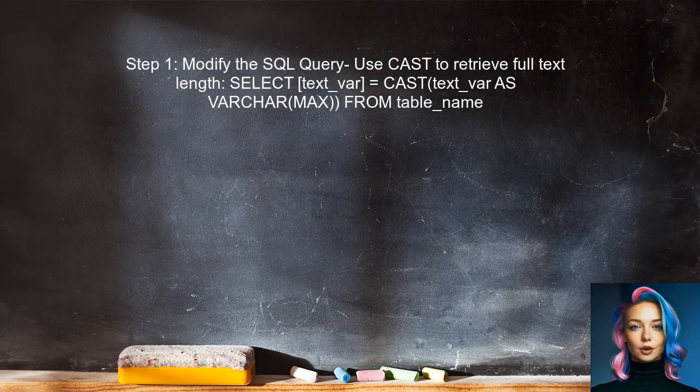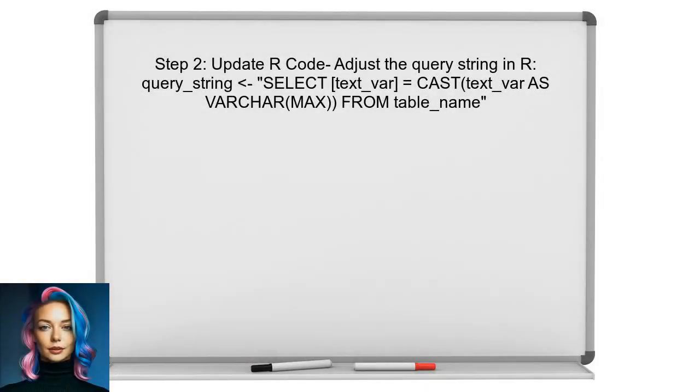To address the issue of truncating long character strings in RODBC, the user should first modify the SQL query to ensure it retrieves the full length of the text variable. This can be done by using the cast function to convert the text variable to a larger data type. Next, the user should update their R code to reflect this change. This involves adjusting the query string to include the new cast function, allowing for the retrieval of longer strings.